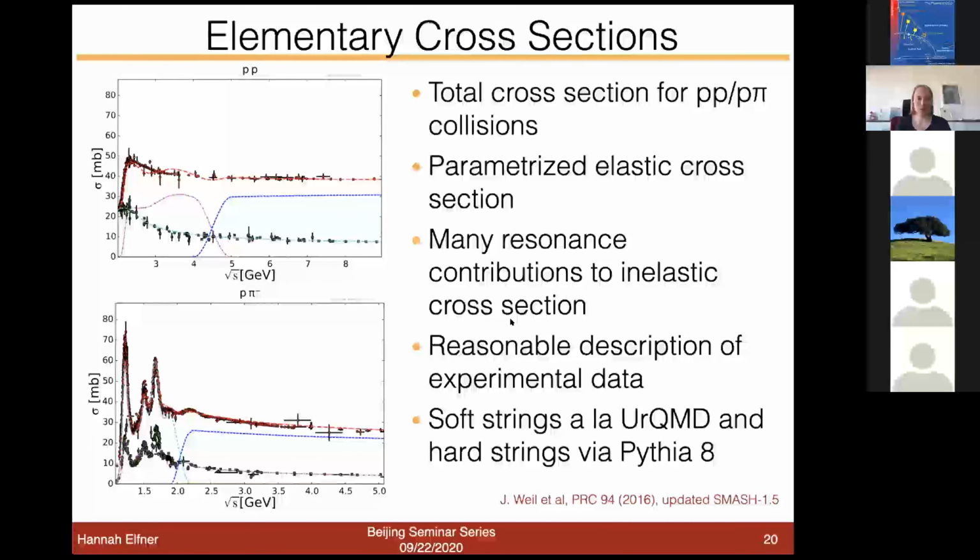And also what you can see from these pictures is that there's a line at low energies, which is the resonance cross-section here, for example, and this is going down at some point, and then there's this blue line appearing, which is the string processes. So this is what we call soft strings. I will later on come to what soft and hard strings are in more detail, but this is then the transition to the string excitation regime, basically.